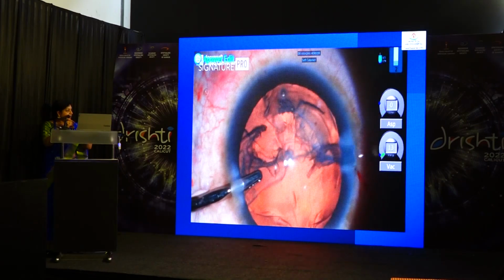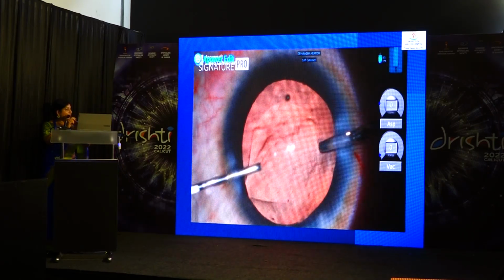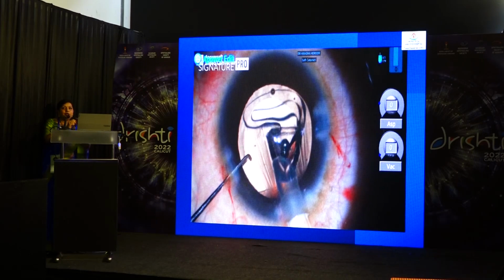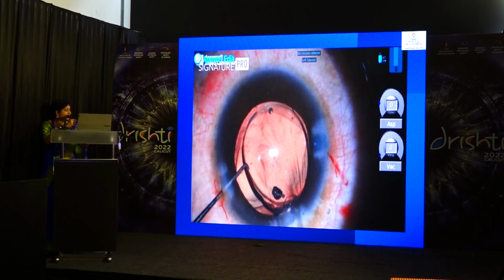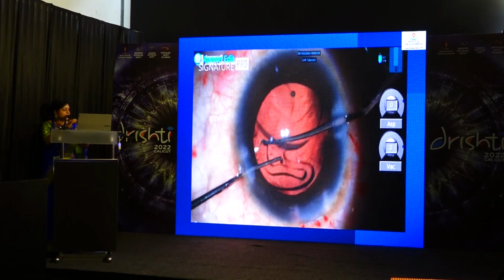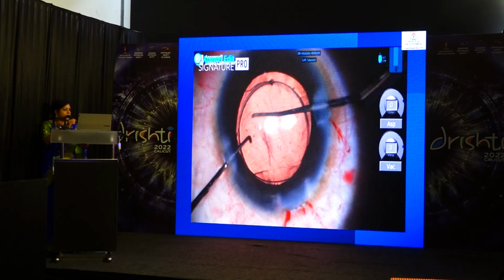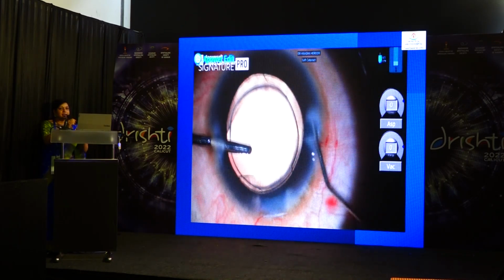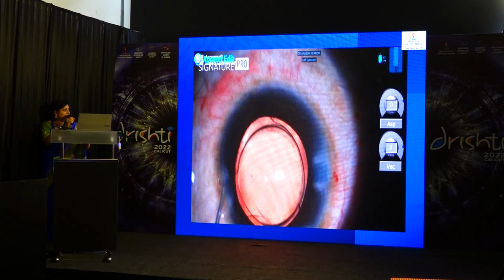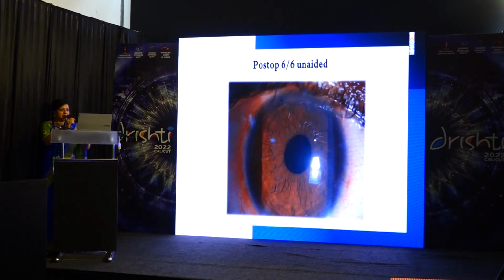We are now removing the phakic IOL with a hand-on-hand technique. Be very careful to introduce viscoelastic before you remove the probe and keep the irrigation on, and then we are putting in the intraocular lens 90 degrees away from the anterior capsular tear. Post-operatively, the patient did extremely well.